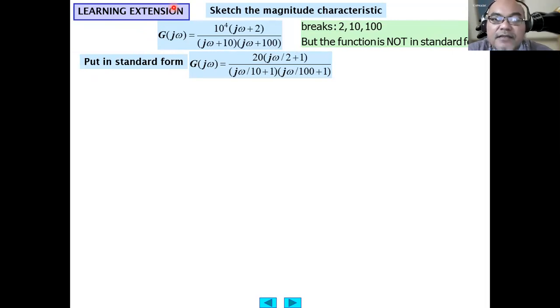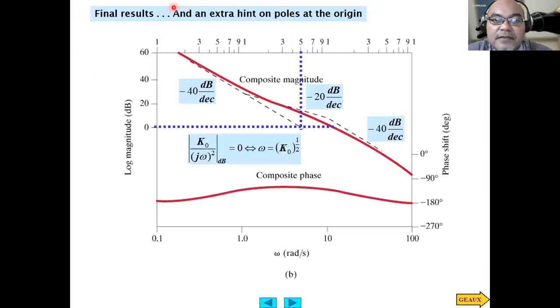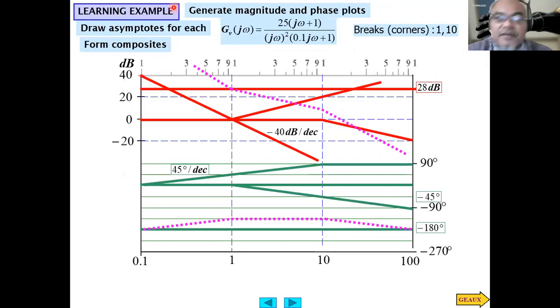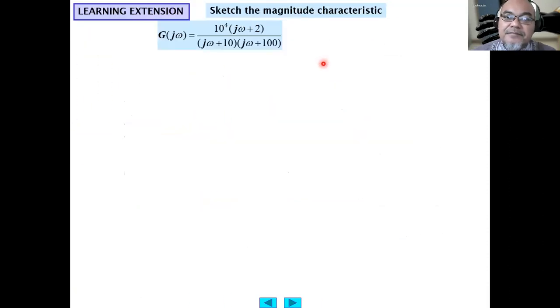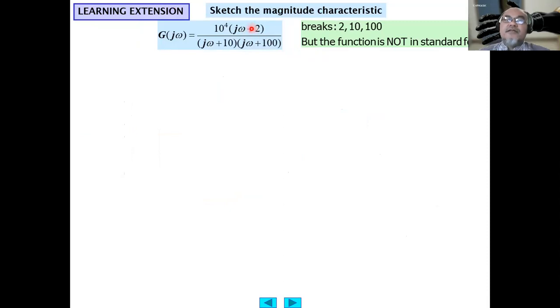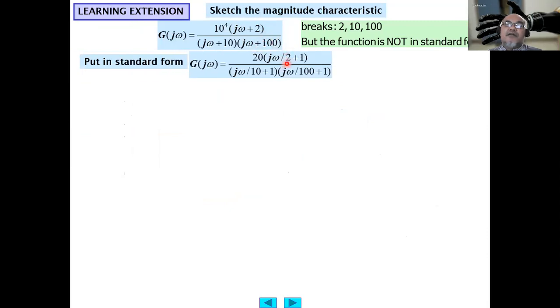So the standard form is into 1. Because in the previous one, we always put the plus 1 here, and then it becomes a factor multiplied to the j omega. Okay, so this becomes j omega over 2 plus 1, this becomes j omega over 10 plus 1, and this becomes j omega divided by 100 plus 1.